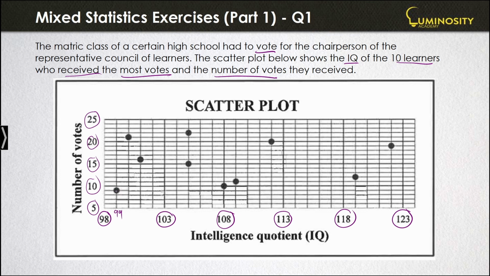So there is the number of votes for the person that had an IQ of 99. It looks like it was just below 10, so maybe 2, 4, 6, 8, 10. Or this goes from 5 to 10: 6, 7, 8. So about 9 votes. Similarly, you can read off that someone with an IQ of 100 had about 21 votes, and so on. And you can count off the dots: 1, 2, 3, 4, 5, 6, 7, 8, 9, 10.